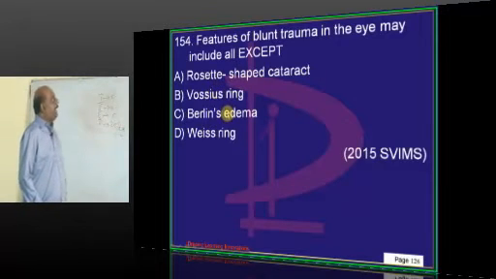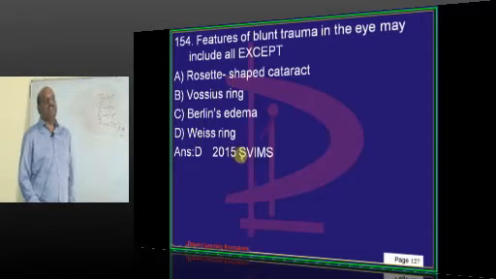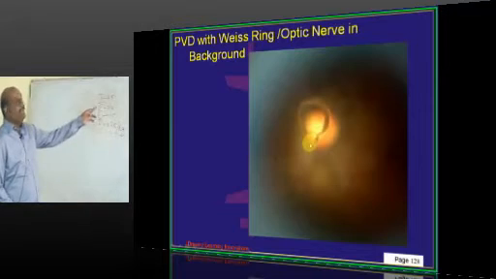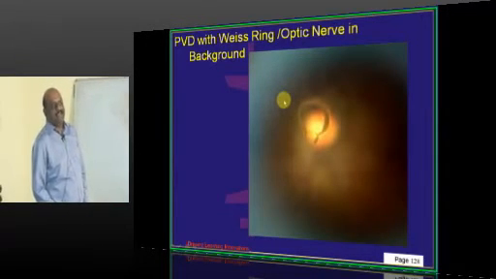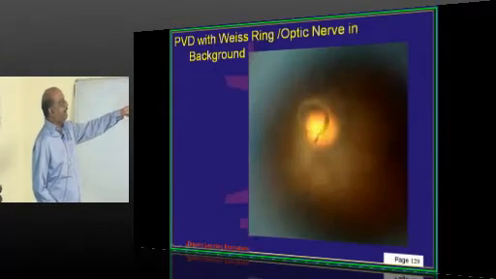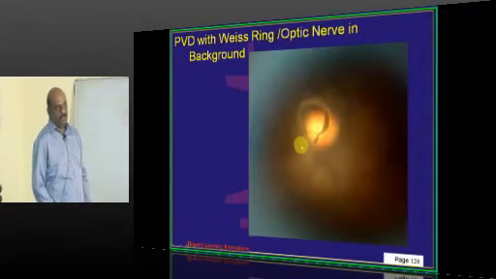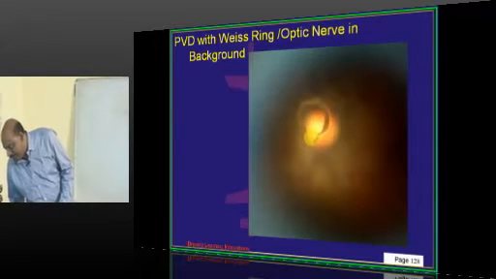Then blunt trauma in the eye में Vossius ring, Berlin's edema, rosette shaped cataract but not Weiss ring. Where do you find Weiss ring? Weiss ring is found whenever there is any vitreous detachment because of the persistent vitreous degeneration. In the vitreous detachment, that pulled out margin will form a ring when you do fundoscopy, which is then called Weiss ring, is what you have to basically remember.